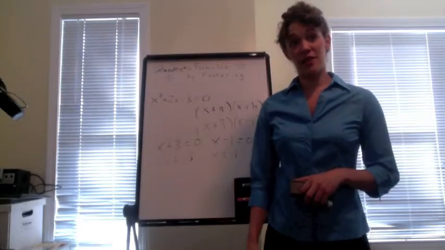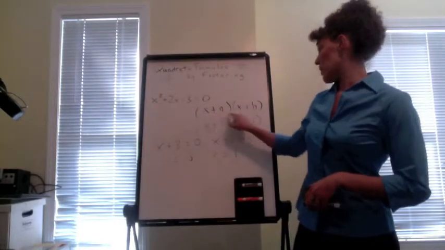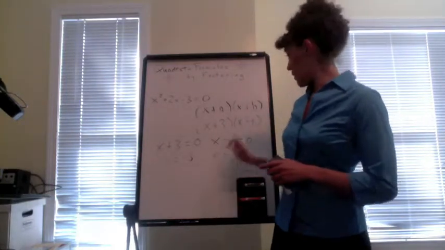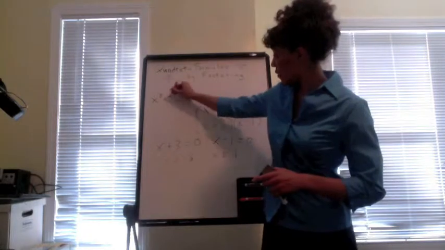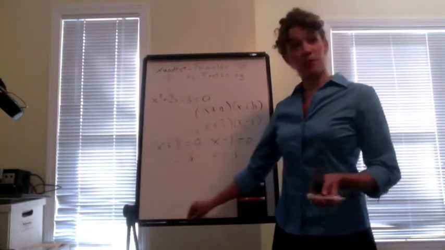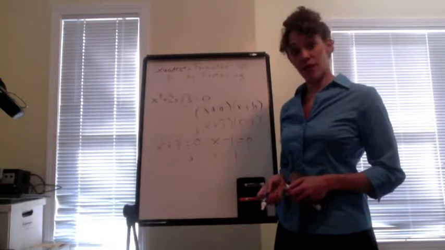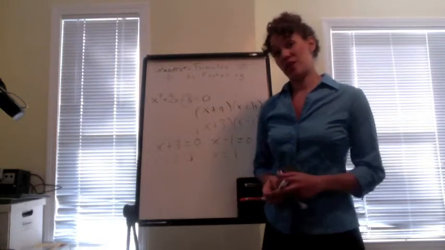Yeah. When solving by factoring, it's important to get the expression in the form x plus a and x plus b, where a plus b, when added together, equal this coefficient, and a times b, when multiplied together, equal this term right there. Now here's a quick tip.